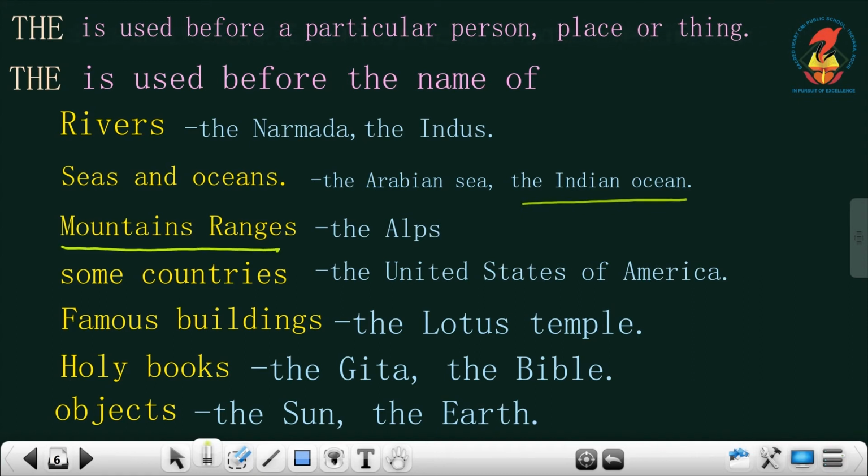Article the is used before mountain ranges. Example, the Alps. Article the is used before some countries, the United States of America. Article the is used before famous buildings. Example, the Lotus Temple or the Taj Mahal. The is used before holy books, the Gita, the Bible. Article the is used before objects, that is the sun, the earth.